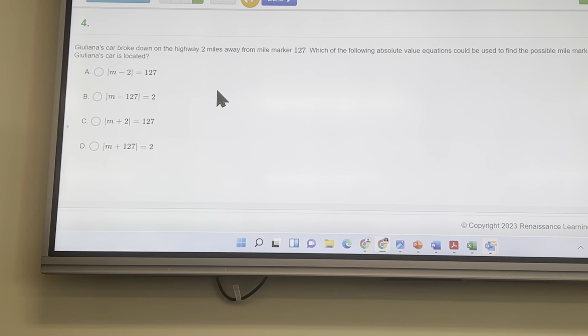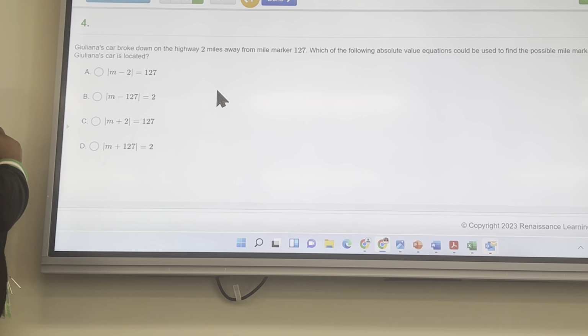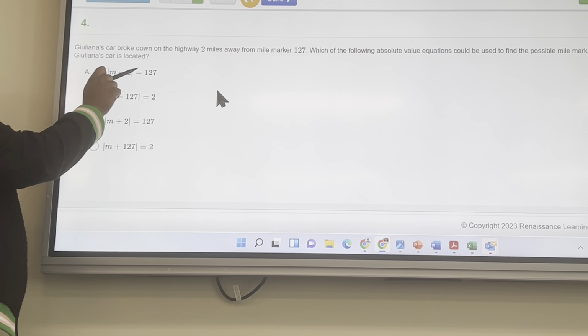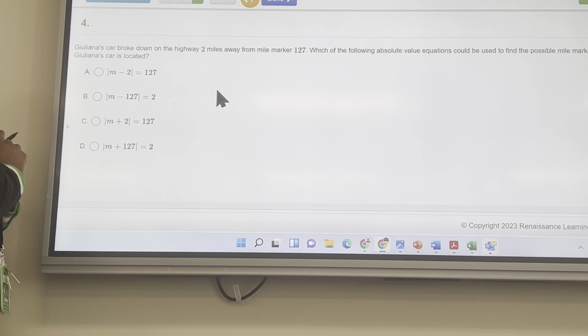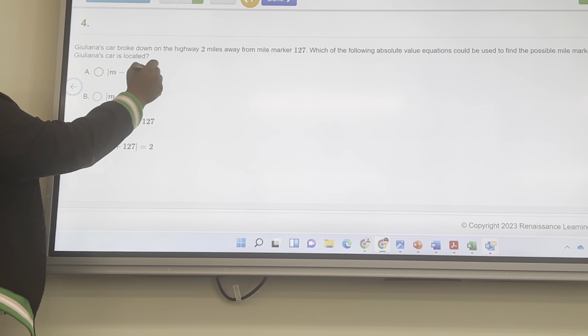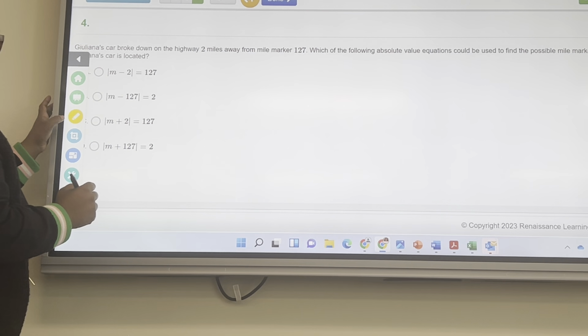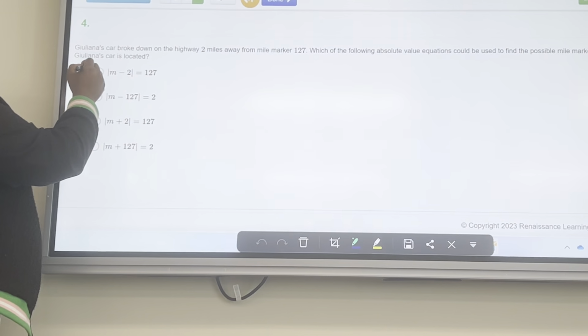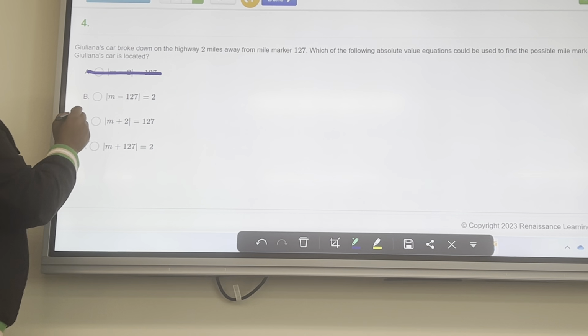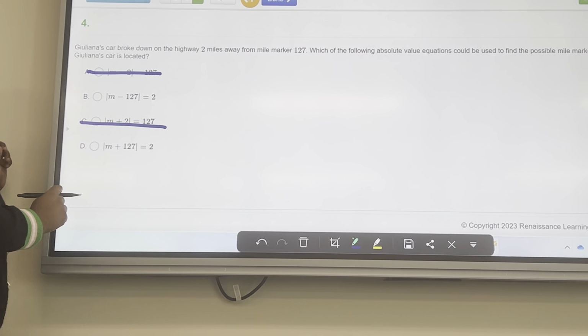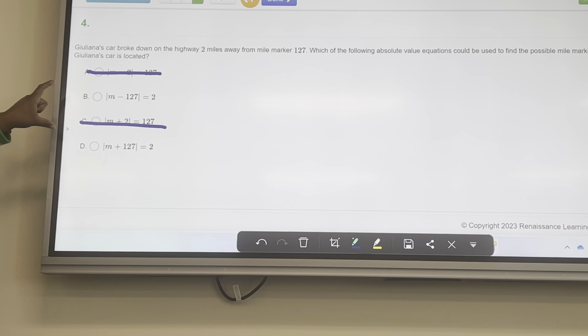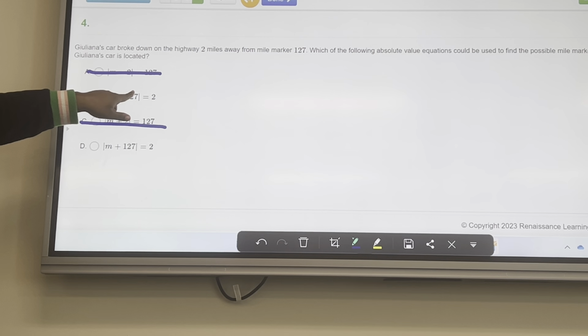Okay? This one right here says how many distances away from 0. This says 127 is what my distance should be. So it's not going to be A. Oops, sorry. It's not going to be A, and it's not going to be C. So that leaves me with a 50-50 chance of getting this problem correct because B and D give me a distance equal to 2 away from 0. And that's what we wanted. We wanted 2 miles away.